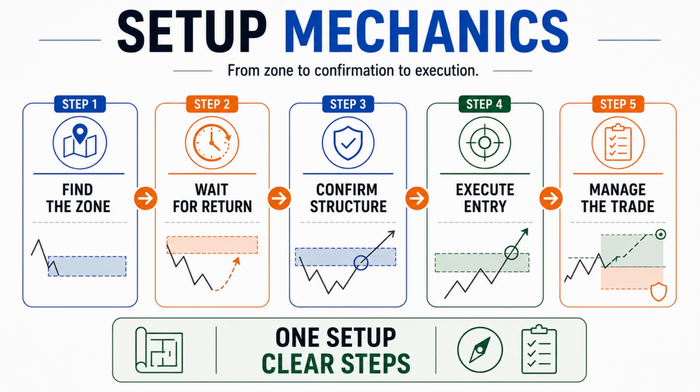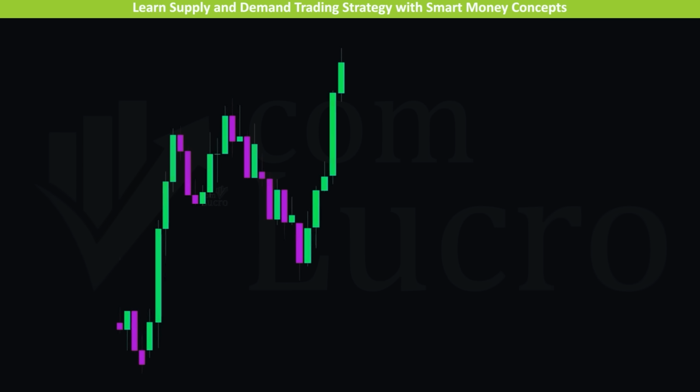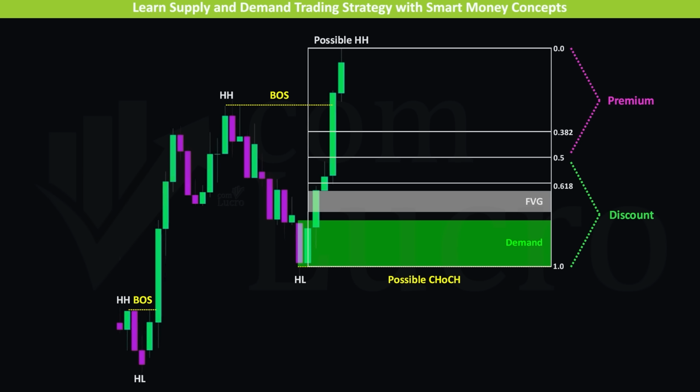executed step by step. In a bullish environment, the first requirement is to confirm that the market is trending higher and that buyers remain in control. This confirmation comes from identifying at least 2 consecutive bullish breaks of structure. Once this condition is met, focus on the most recent bullish break of structure. From there, trace price back to the starting point of the bullish expansion, the move that caused the break. That origin is what defines the demand zone.